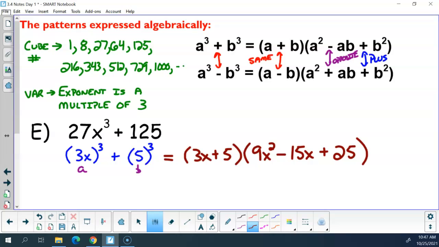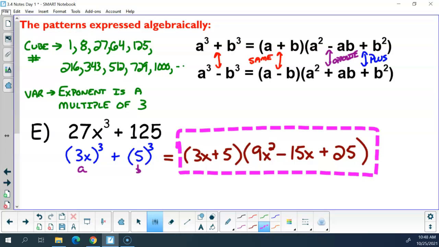Now, you're looking at that trinomial and you're thinking to yourself, we have to double parentheses that one. But guess what? Nope, because it's never going to be factorable. That trinomial right there at the end is not factorable. So we get that.